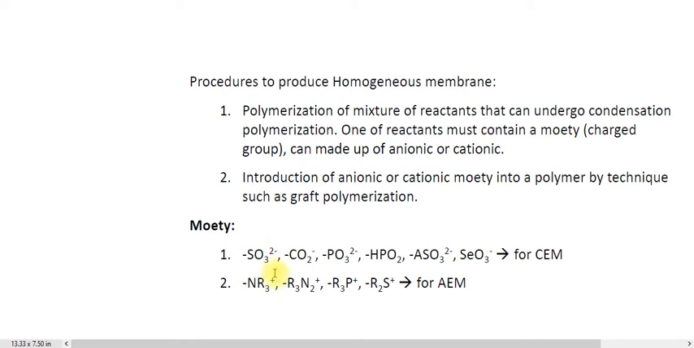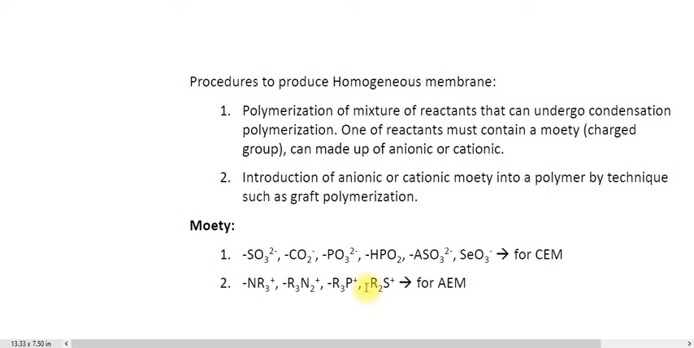So there are different types of moieties which can be used to give the anionic or cationic property. These are the moieties or ionic groups which will be used to create the cation exchange membrane, and these are the moieties or groups which are used to prepare the anion exchange membrane. And the second method to create the homogeneous membranes is the grafting method.